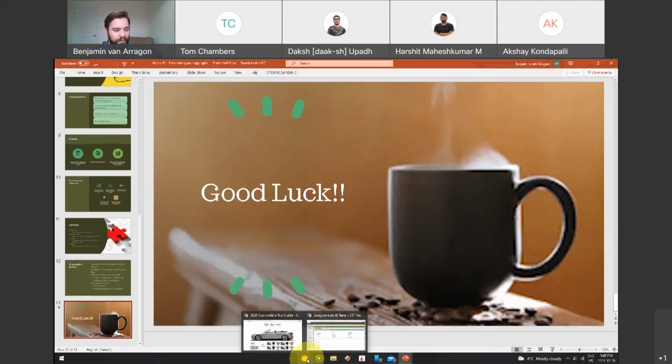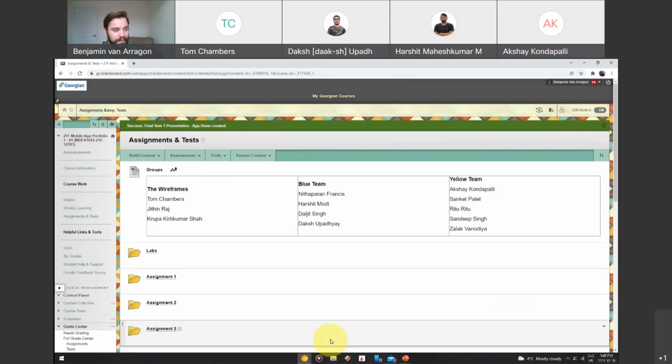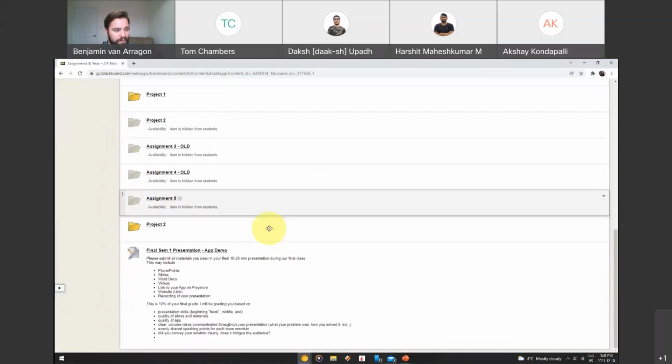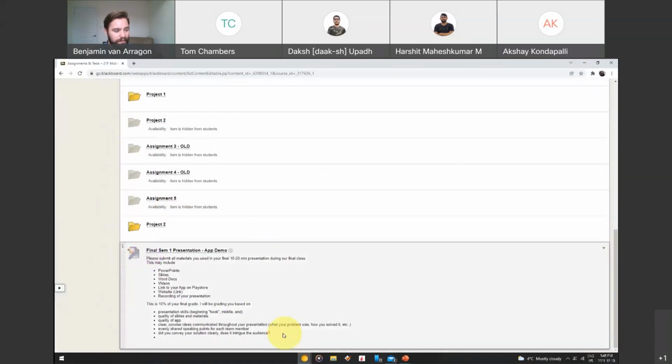I'll show you the assignment details here. This is where you're going to submit it. These are just a couple of little pointers on top of what we've covered today already. Any material you use in the presentation, you'll just submit here.